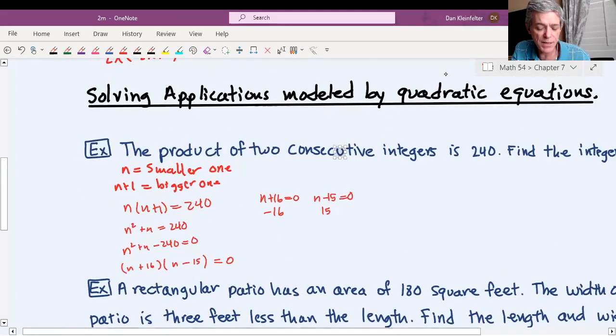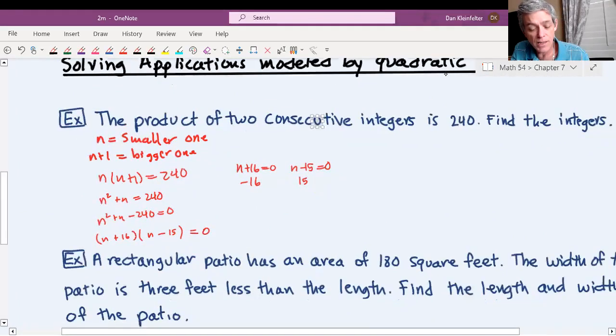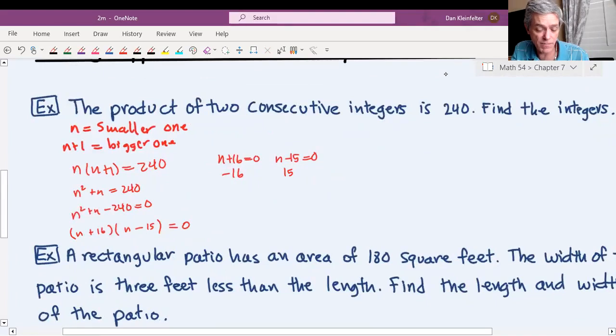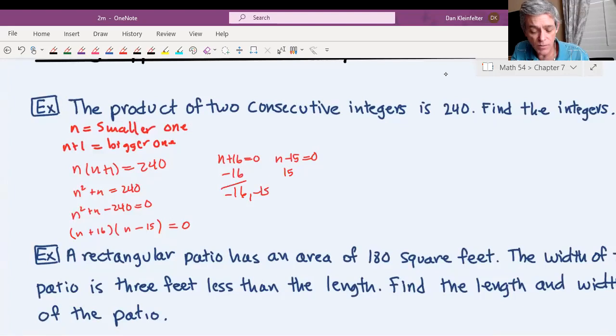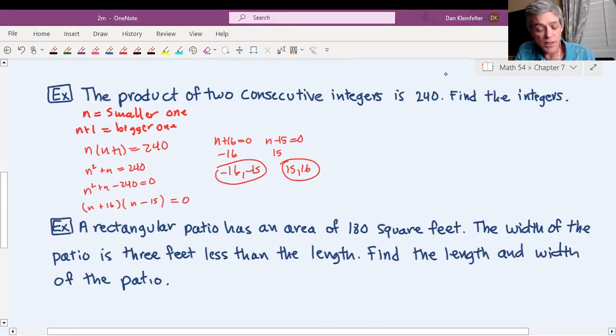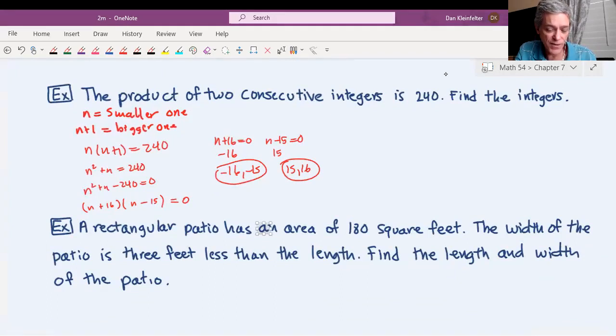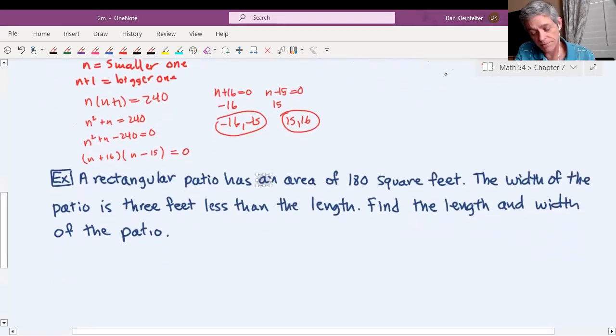Remember, n had to be the smaller one. And so we have to find out what the next one up will be. So negative 16 and negative 15 would be one pair of numbers. Those two should multiply to positive 240. And then 15 and 16 will also multiply to be 240. So for this one, there's two possible solutions of two numbers each. Negative 16 times negative 15 will be 240, and 15 times 16 will also be 240.